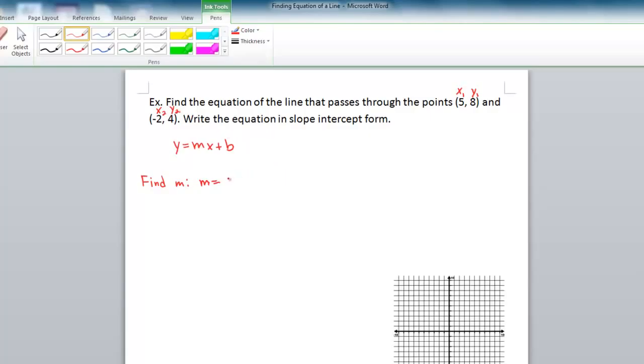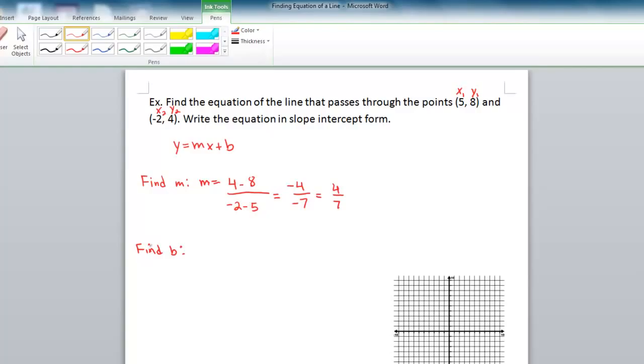So let's plug in our coordinates. 4 minus 8 over -2 minus 5. That gives us -4 over -7, which simplifies to +4 over 7. There's our slope. Now we find our y-intercept.